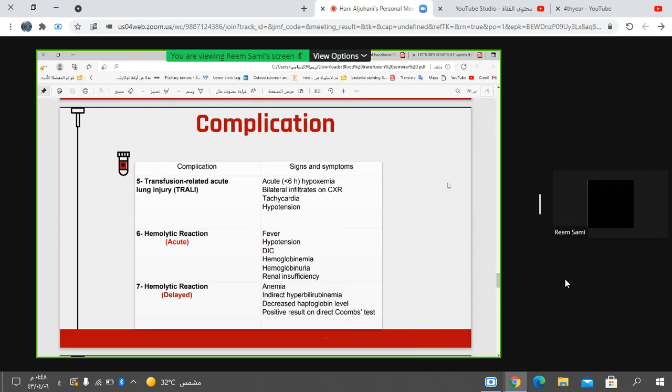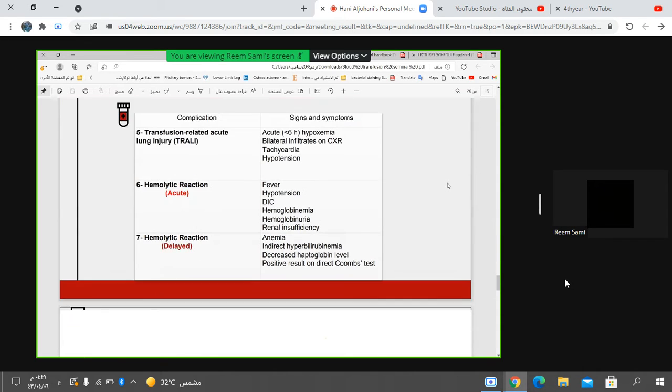And before the last complication, we have hemolytic reaction, which can be acute or delayed. In acute, your patient will come with fever, hypotension, DIC, hemoglobinemia, hemoglobinuria, and renal insufficiency. And in the delayed type, the patient will come with anemia, indirect hyperbilirubinemia, decreased haptoglobin level, and positive result on direct Coombs test.